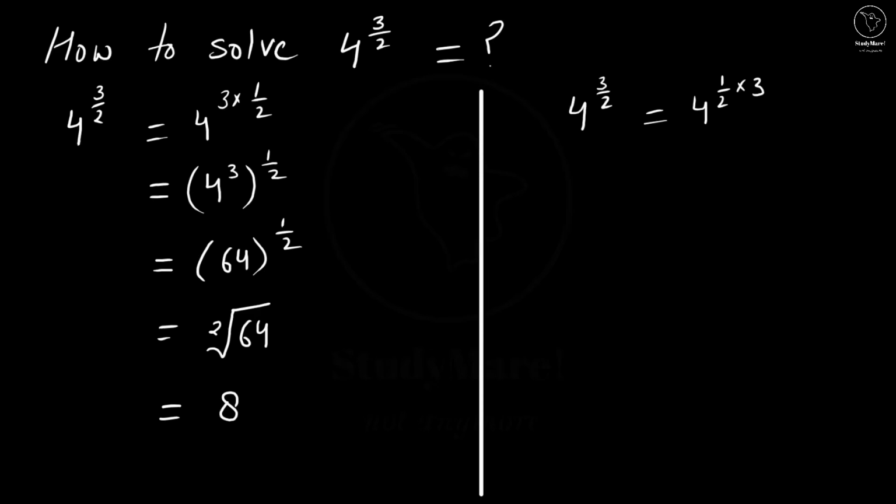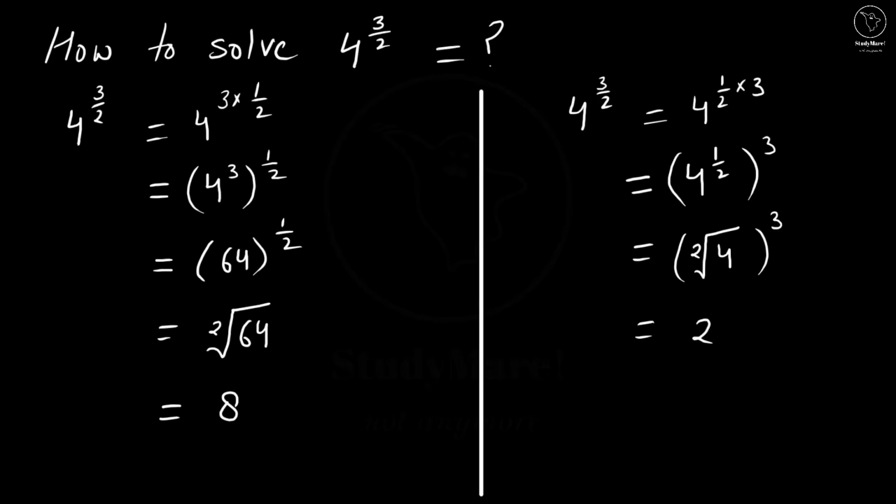Now let's solve it with the second format. 4 to the power 1 by 2 into 3 can be written as 4 to the power 1 by 2 whole to the power 3, using the same identity as in the first format. 4 to the power 1 by 2 is nothing but square root of 4. So in the next step we get square root of 4 whole to the power 3 is equal to 2 to the power 3, which equals 8.